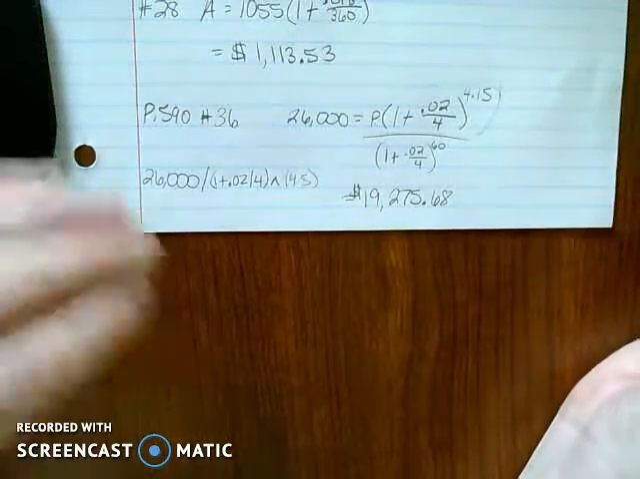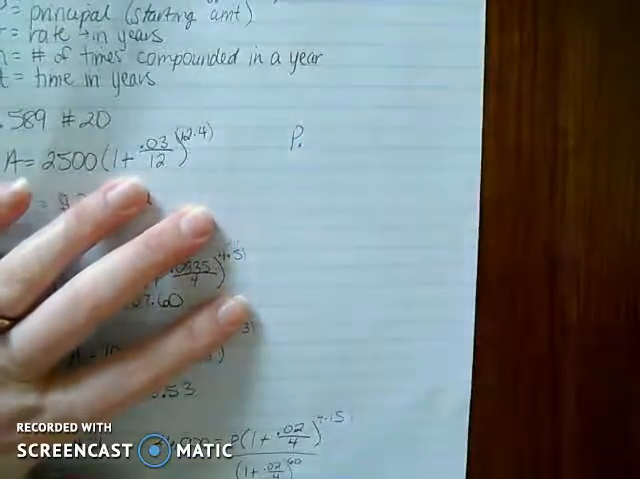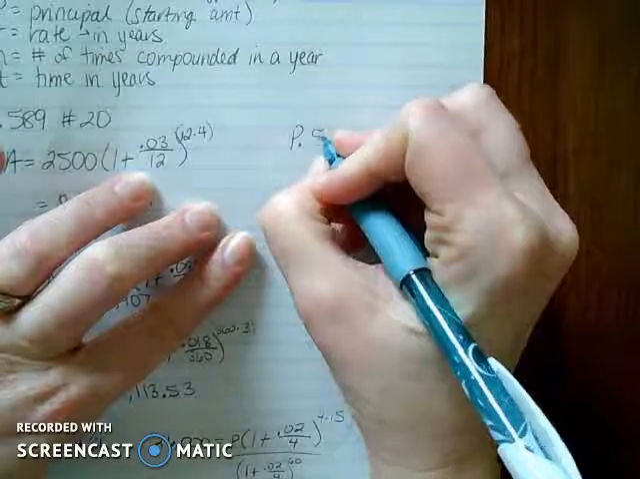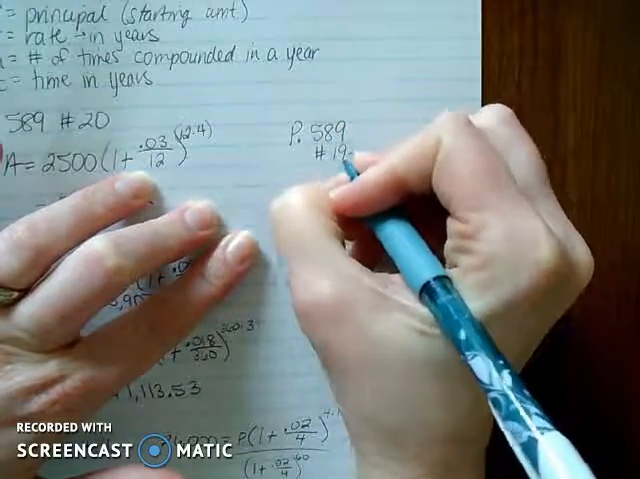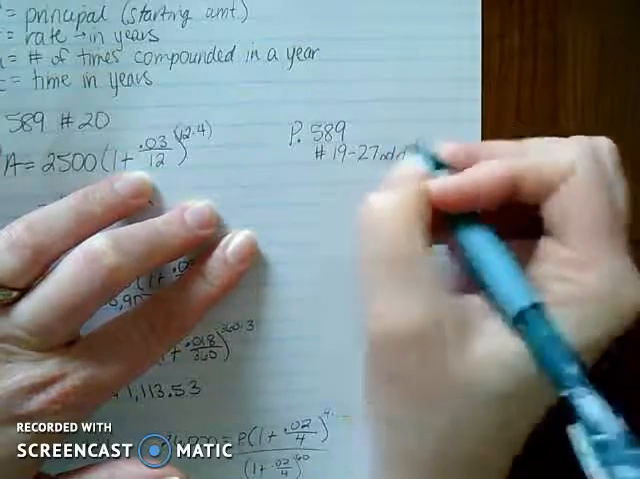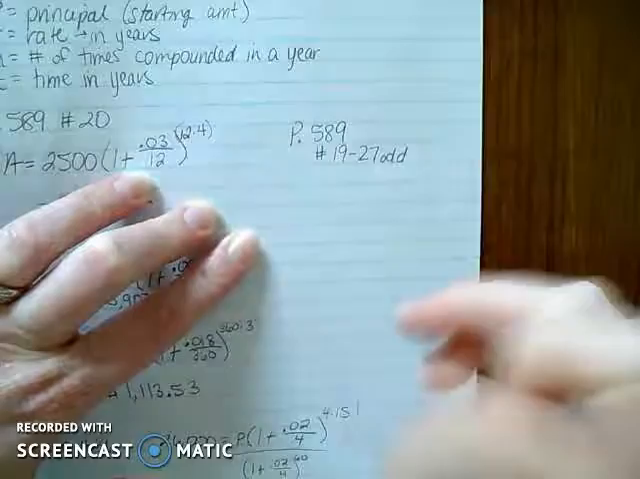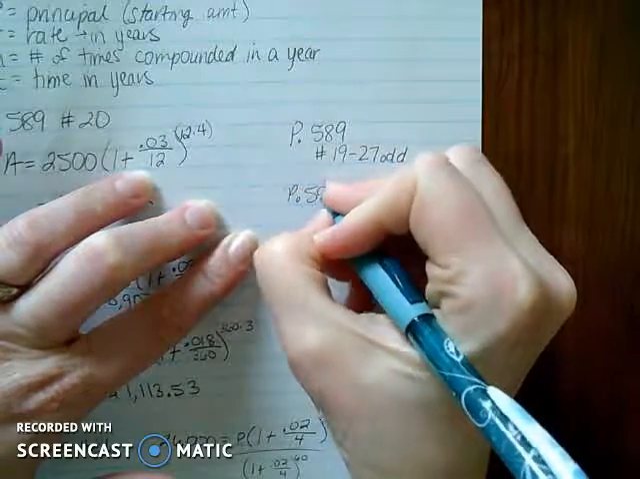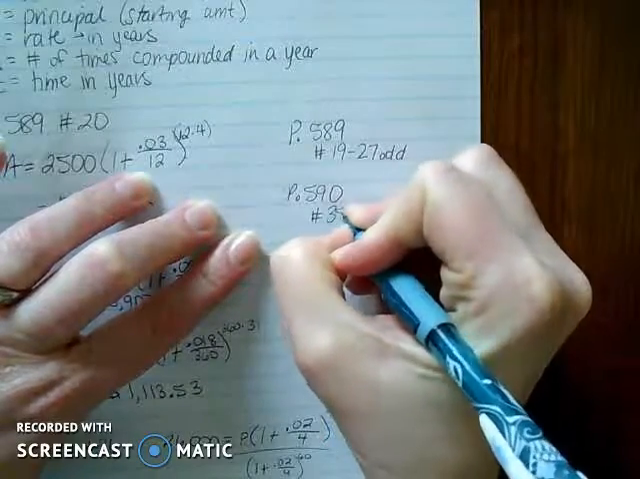All right, so that's it for 10.3. Some practice problems would be page 589, 19 to 27 odd. And then page 590 is going to be 35 through 39 odd.